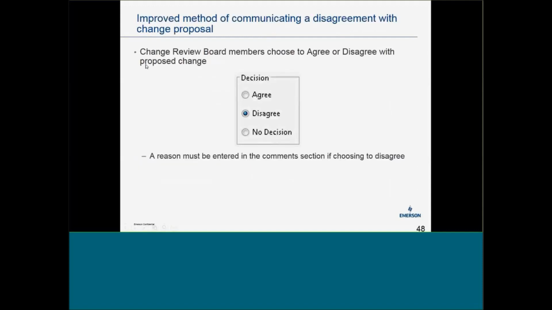Okay, moving on. We have an improved method to communicate disagreement with the change proposal. We're now using out-of-the-box functionality so that change review board members can choose to agree or disagree with the proposed change using the selection box in Teamcenter. If a disagreement is signaled, then a reason will need to be entered in the comments section.